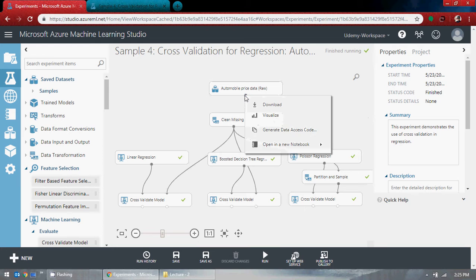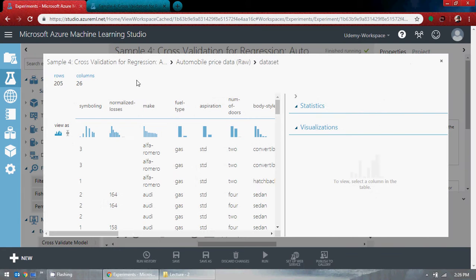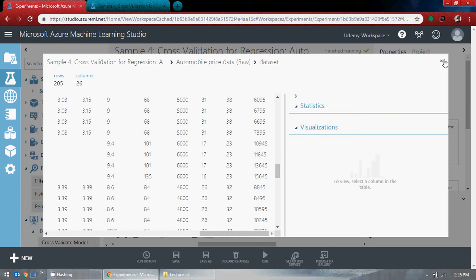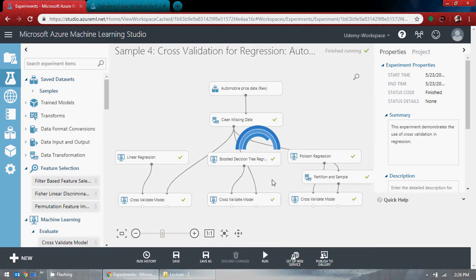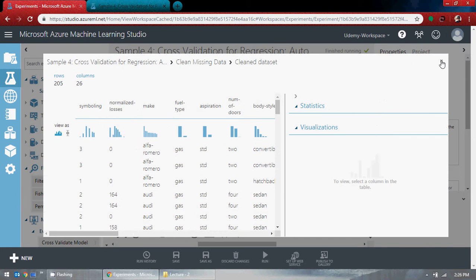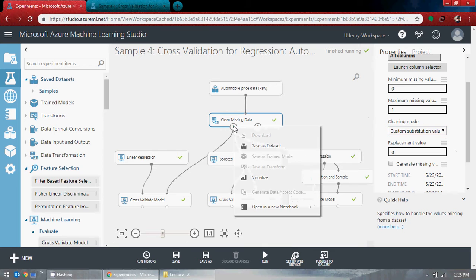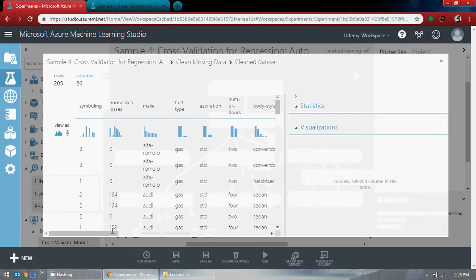So let's visualize. We already know what's here, automobile data. We have done that 100 times. Price and all those things is this. That's good. Cleaning missing data, of course. We have to clean this. We see what they have done. They have a custom substitution value, a replacement value. Wherever the data is not there, they put 0. That's very interesting. You can do that too.